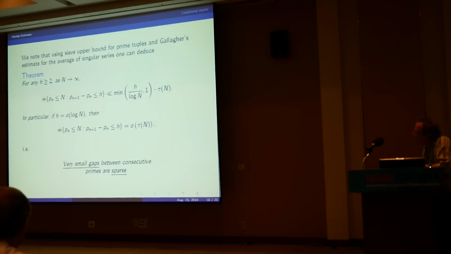By just using Selberg's upper bound for prime tuples, without this theory, you can show that what we call very small gaps are not very common. I mean, by very small gaps, if the primes are of order of magnitude n, the gaps between them are smaller than log n in order of magnitude.